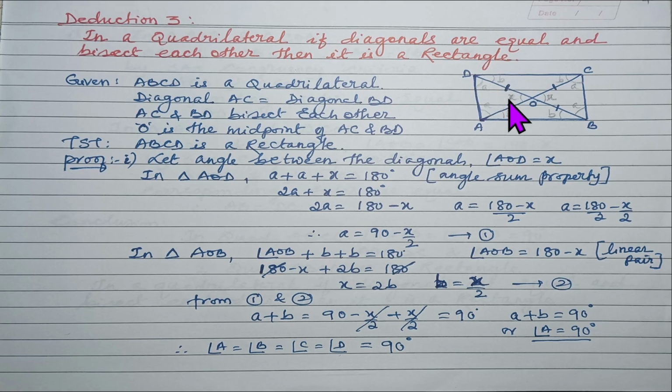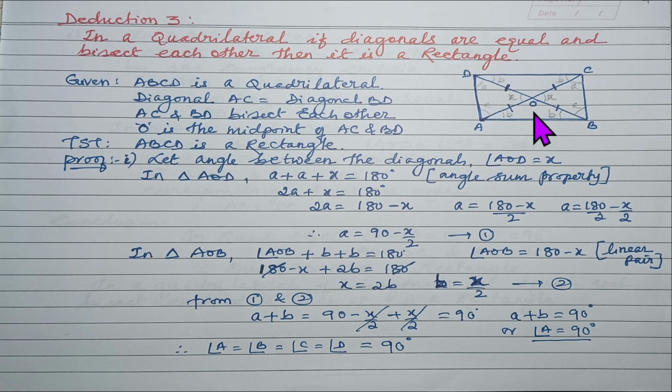Now in this triangle, A plus A plus x becomes 2A plus x, and 2A plus x is equal to 180 degrees. Now 2A is equal to 180 minus x, A is equal to (180 minus x) by 2, or A is equal to 180 by 2 minus x by 2, or A is equal to 90 minus x by 2. That means I have got the angle A as 90 minus x by 2.